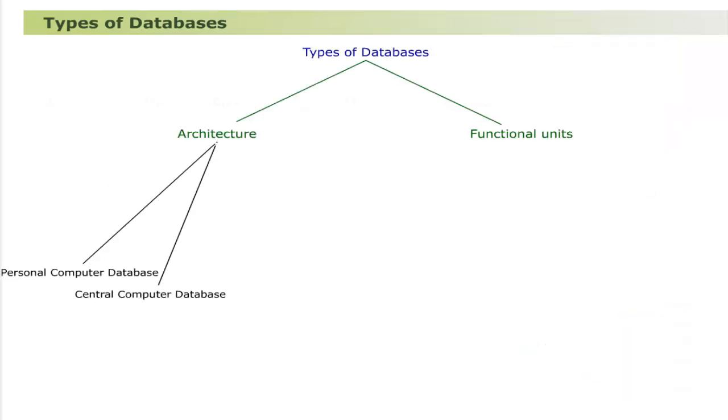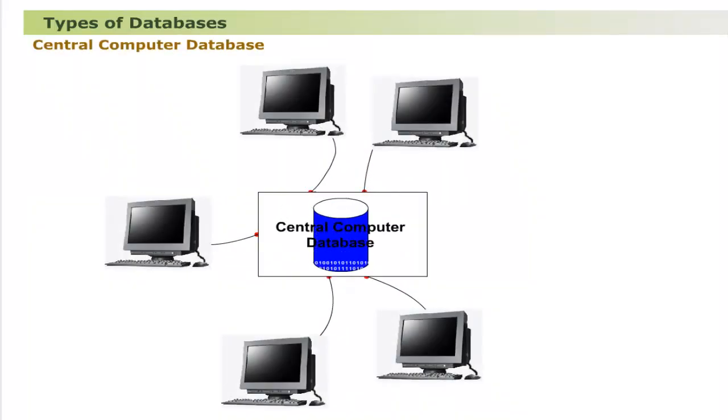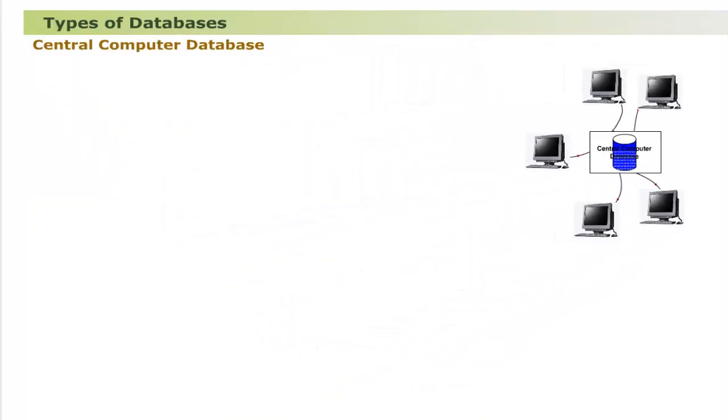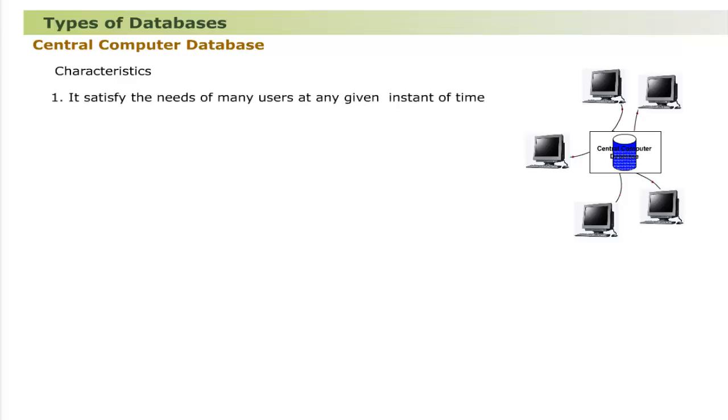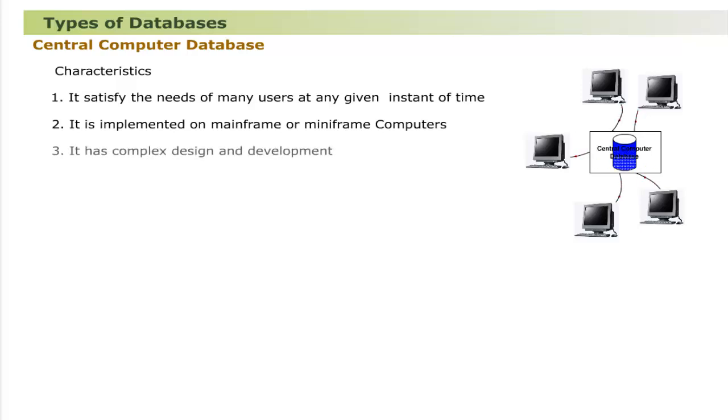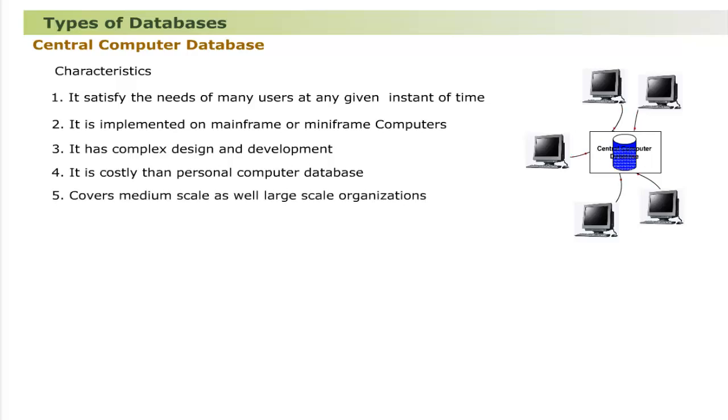Central computer database. This type of database is developed on mainframe or mini-frame computers. Let us now discuss some important characteristics of central computer database. These are: number 1, it satisfies the needs of many users at any given instant of time. Number 2, it is implemented on mainframe or mini-frame computers. Number 3, it has complex design and development. Number 4, it is costly than personal computer database. Number 5, covers medium scale as well as large scale organization.